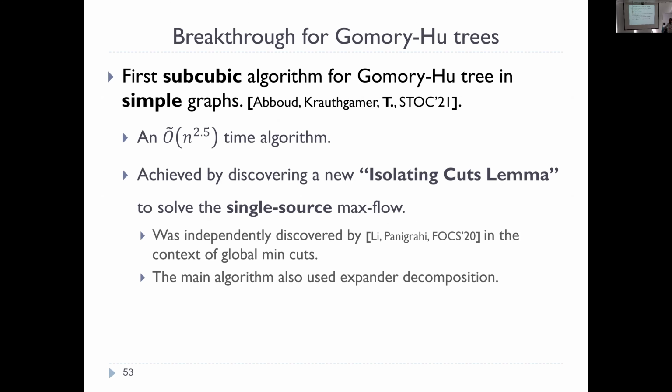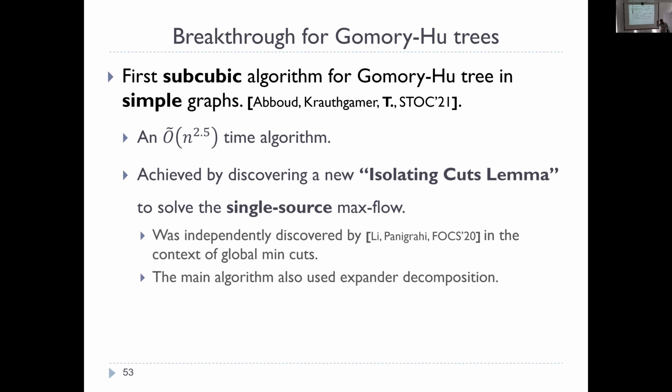And so specifically, after we tried for some time to solve this difficult example, we figured out a lemma that is now called the isolating cuts lemma. Okay. And using this lemma, we got that subcubic algorithm, an algorithm that runs in time n to the 2.5. Okay.